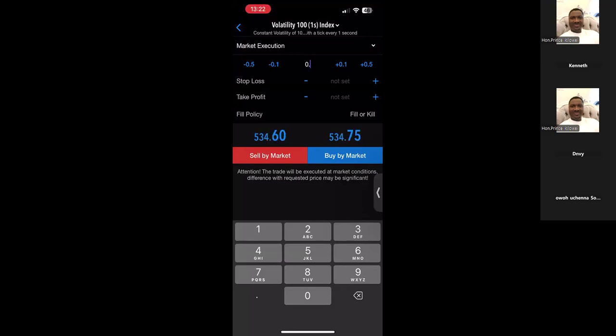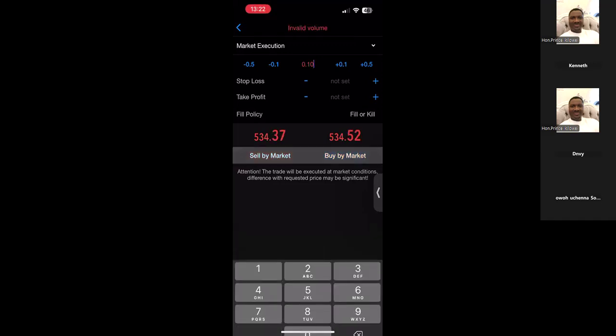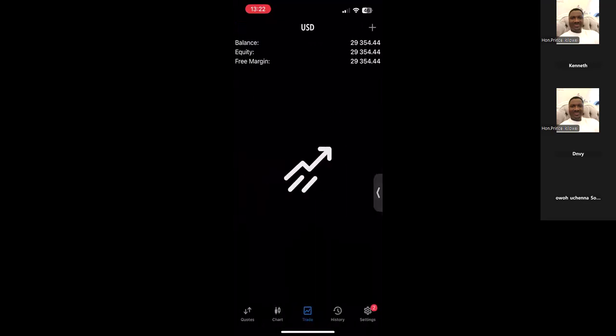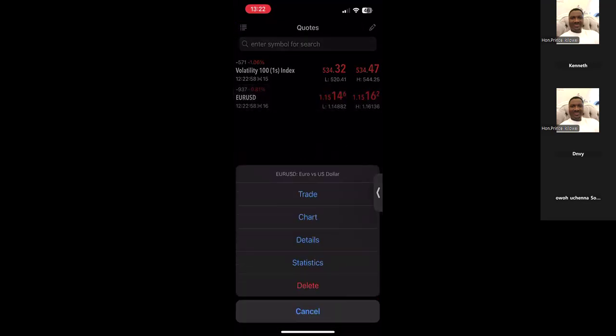So for this one, you use one. This one is called mini lot one. You click buy. Okay, it's too small. Okay, this one does not work. This is the smallest. Two is the smallest. So let's go back to use.